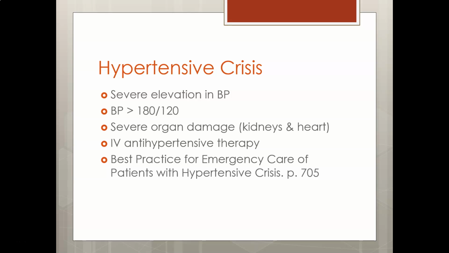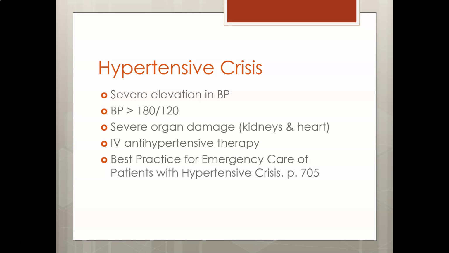Hypertensive crisis is something that you'll talk about more next semester. But I want you to be aware of what the blood pressure range is, which is greater than 180/120. With severe elevations in blood pressure, you can have organ damage. These patients are usually in a critical care unit to receive IV antihypertensive therapy. But do just take a quick look over the best practices on page 705.